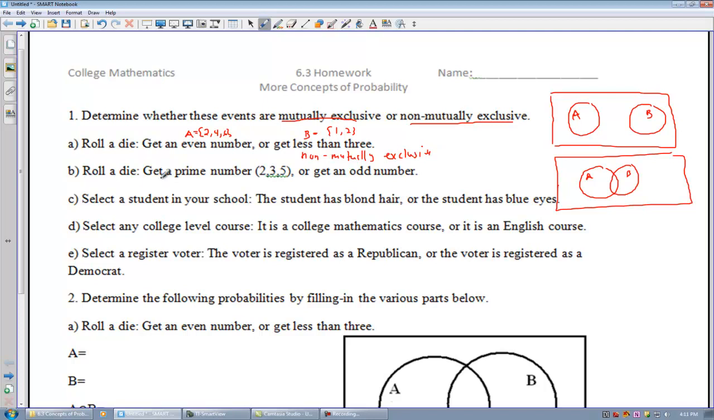And number 2, we roll a die and we get a prime number, which is 2, 3, or 5, or get an odd number, okay? So here, this is our event A, and it's 2, 3, or 5. And then here, this is our event B. So this was A, and this is going to be B. And an odd number, which would be 1, 3, or 5. All right, so is there some overlap? Certainly there's some overlap. Prime numbers 3 and 5 are also odd. So these are, again, an example of non-mutually exclusive events.